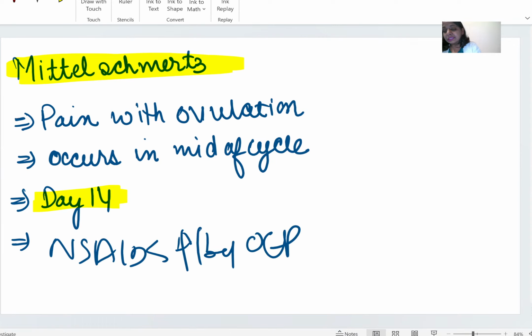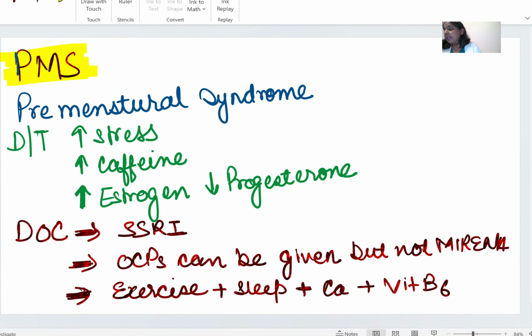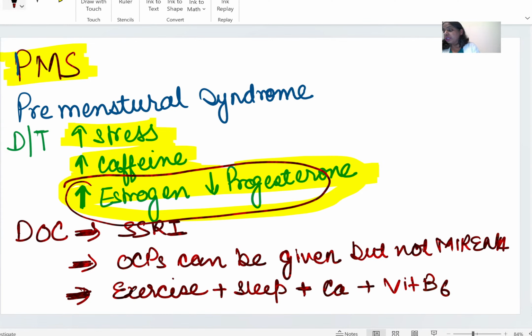Let us discuss premenstrual syndrome. All females suffer some premenstrual symptoms before the menses. If the symptoms are so large that they cause disturbance in life, then it is known as premenstrual syndrome. They are found in girls who take more stress, more caffeine, and have increased estrogen and decreased progesterone. So the hormonal disturbance is increased stress, increased caffeine intake, coffee or tea, increased estrogen and decreased progesterone.